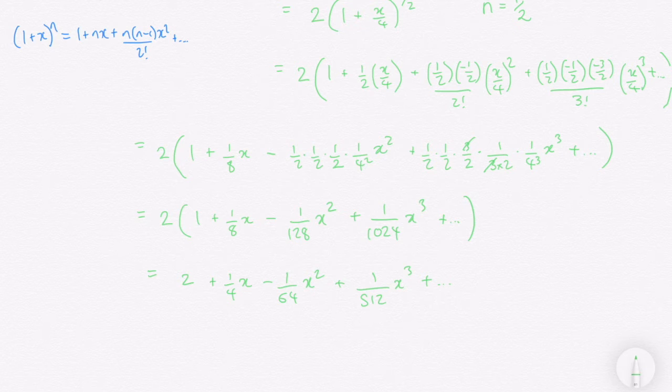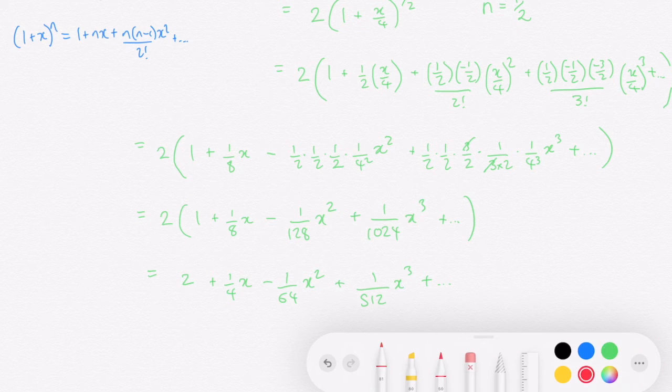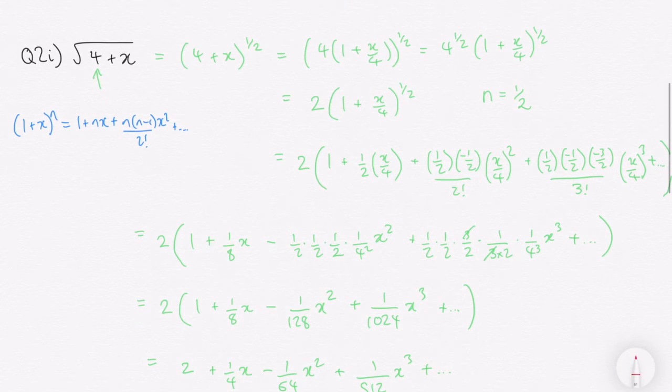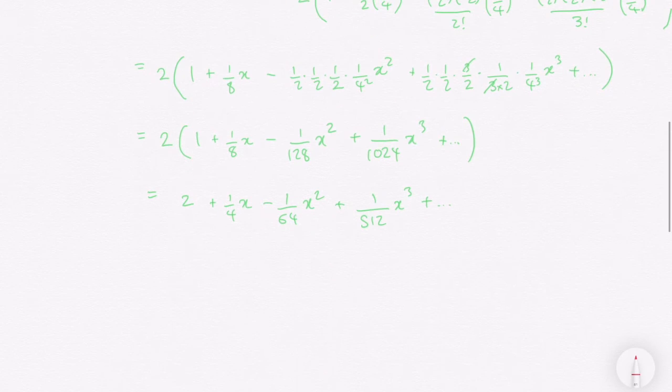And when is this valid? Well, this is valid when the expansion of 1 plus x over 4 to the half is valid, and that is valid when x over 4 is between -1 and 1, so when x is between -4 and 4.